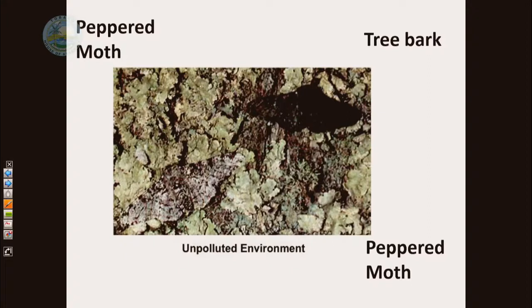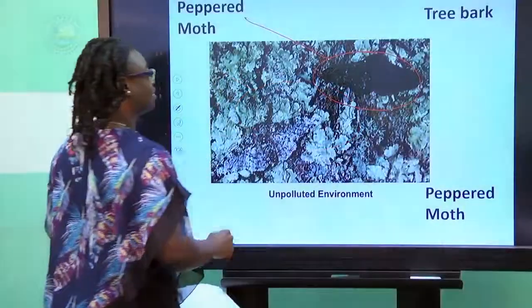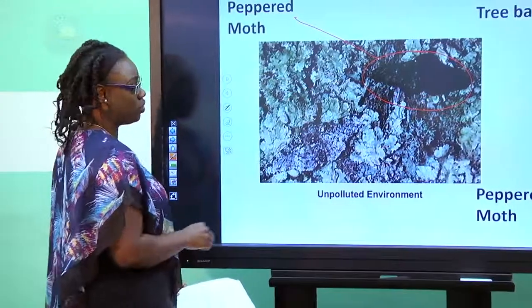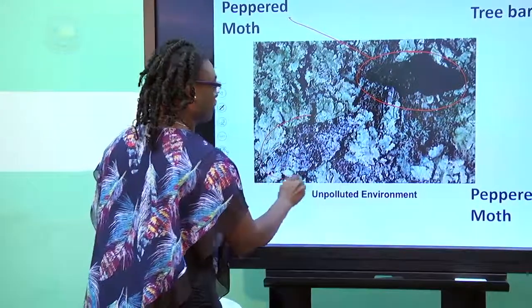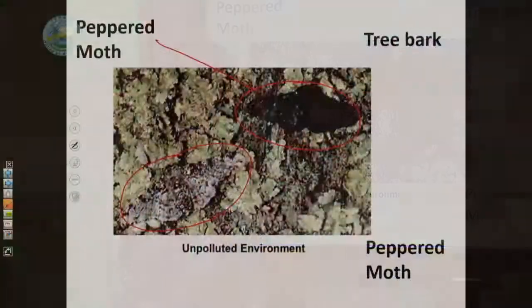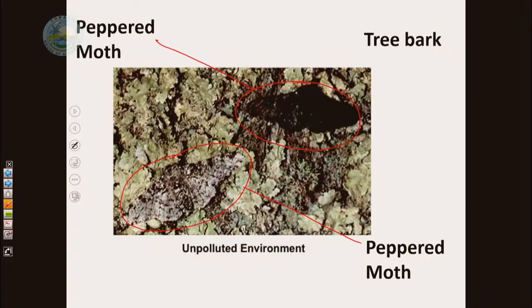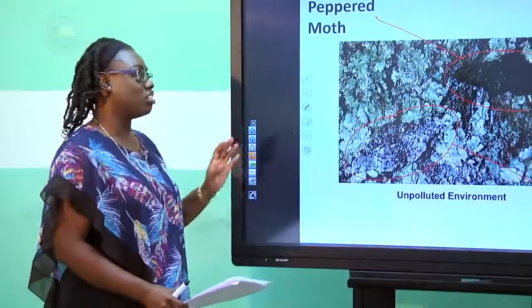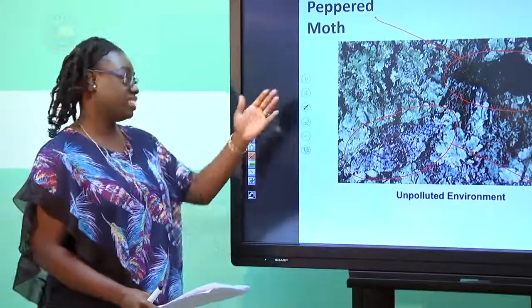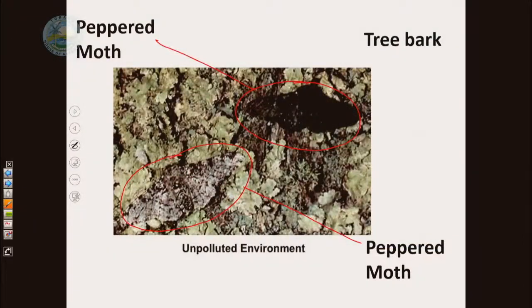In this picture, you can see a black peppered moth, but the white peppered moth is quite camouflaged. Here we have the white peppered moth. Birds eat moths. So which moth do you think the birds will gravitate to first? Yes, obviously the one that is not camouflaged.